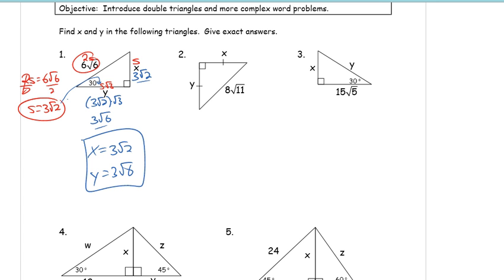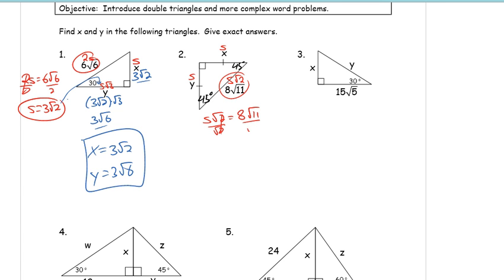Okay? Next one, across from, well, we don't know what it is. We only have one side, though, so you know it has to be special rights. We see that they're the same side, so again, it's a square cut in half, which means we have 45, 45. I definitely prefer 45, 45s. Here's our information. S radical 2 equals 8 radical 11.